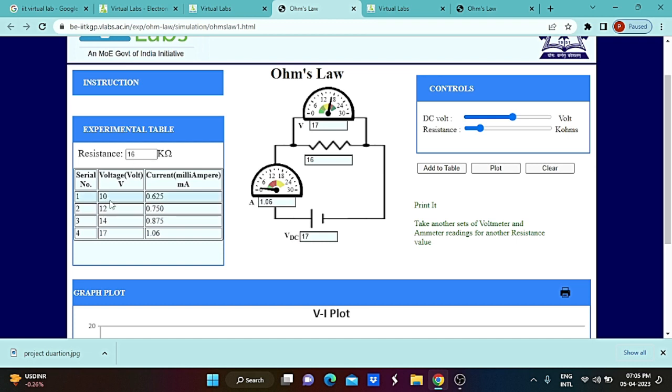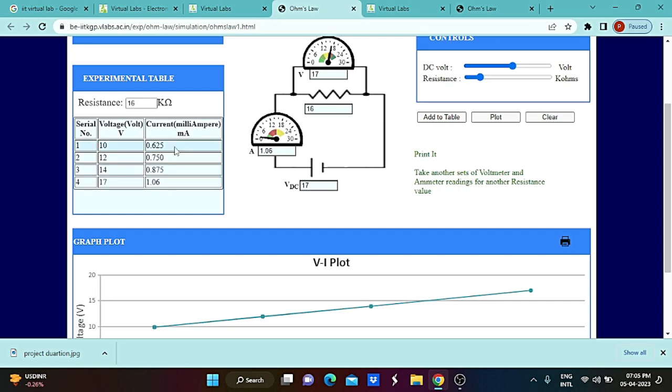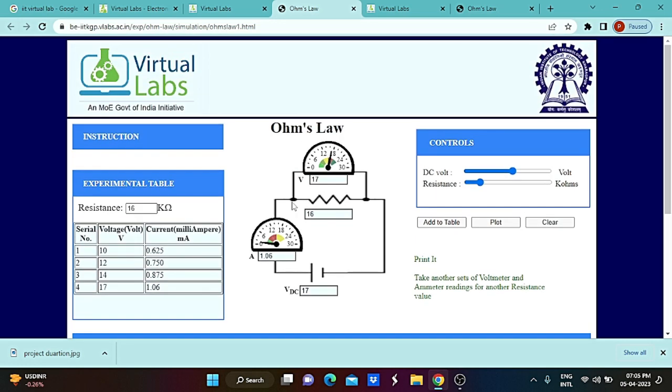Initially 10 volt is the voltage value given to this DC supply, and the corresponding current value is 0.625. And if you increase the voltage to 12 volt instead of 10, at the same time the current also increases to 0.750 instead of 0.625. Similarly, 14 is a voltage value, for that the current is 0.875, and 17 is a voltage value, 1.06 is the current value. Likewise, whenever the voltage is increased, current also increases. That is the relation in Ohm's law.